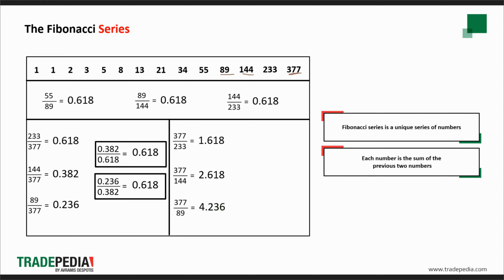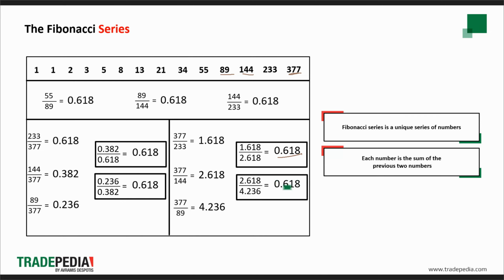4.236. And basically, what is going to come up again and again? 1.618 divided by 2.618. Again, 61.8%. It's coming back up again. If you divide it again, 0.618.